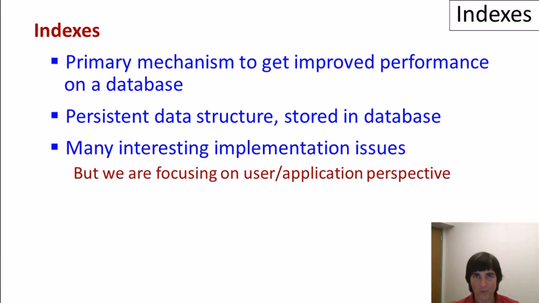In summary, indexes are really important. They're the primary way to get improved performance on a database. By building the right indexes over a database for its workload, we can get orders of magnitude performance improvement, although we do have to be careful because there are trade-offs in building indexes, especially for databases that are modified frequently. There are persistent data structures that are stored together with the database, and there are many interesting implementation issues, but in this video and course, we're focusing specifically on the user and application perspective, determining which indexes to build and how they will gain performance improvements for us.